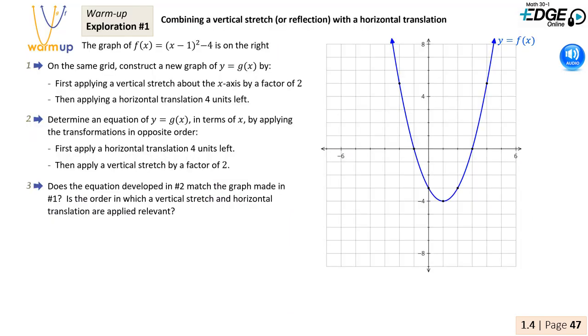We've begun to explore the idea of whether the order matters when applying transformations to a graph. Here, we'll see a parabola that we will stretch vertically and translate horizontally. In our first step, we will take f of x equals (x minus 1) squared minus 4, the parabola on the right with the vertex at 1 and -4. And we will graph g of x, which is the transformed graph after a vertical stretch by a factor of 2 and a horizontal translation of 4 units left.